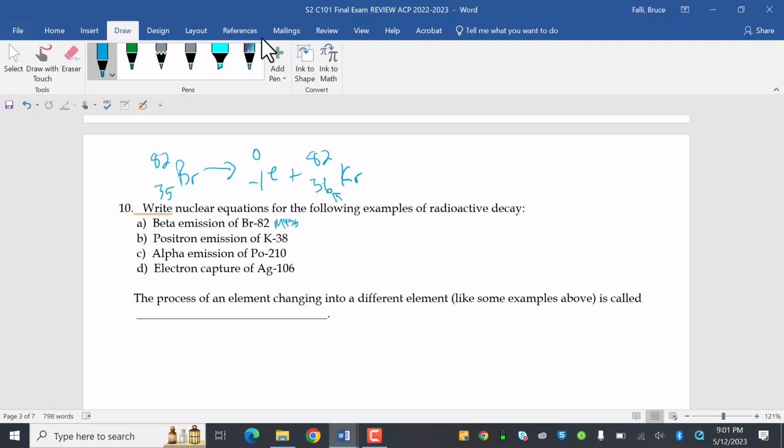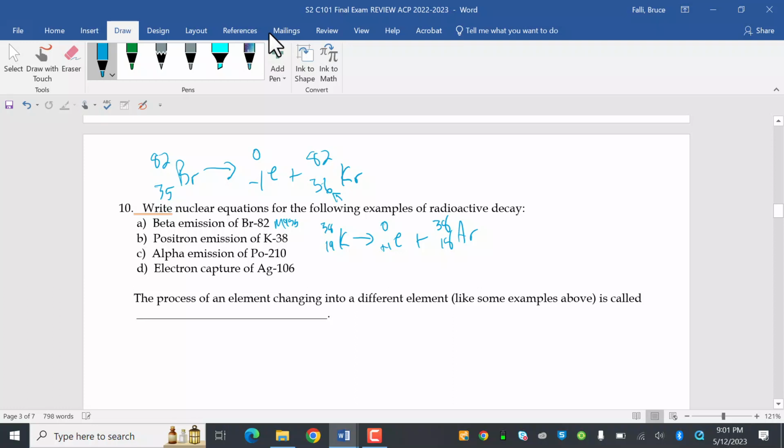Positron emission of K38, 38, 19, K. Positron emission is 0 plus 1 E. 38 equals 0 plus something, 38. 19 equals 1 plus something, that's 18. 18 is argon.